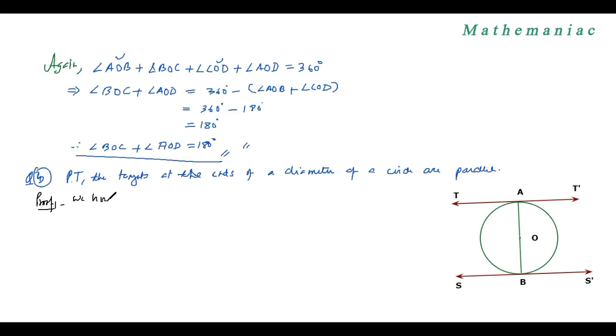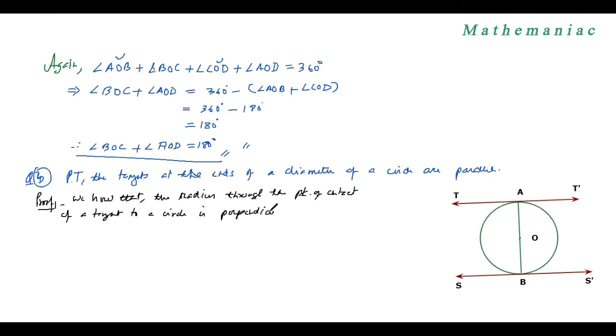We know that the radius through the point of contact of a tangent to a circle is perpendicular to the tangent. This is a theorem.